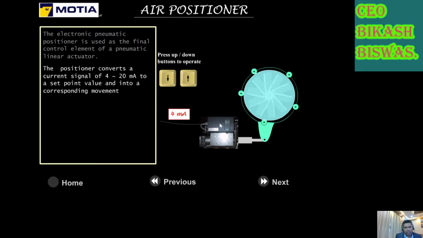This is the 4 milliamp signal coming to the Sipart IP positioner, and I have told you these are the pneumatic lines which are connected to the forward and backward sides. And if I increase the air pressure, you see this is the FD fan vane. The FD fan is running inside, and this is the mechanism. These are the rollers, and there is a ring fitted which is controlling the inlet vanes of the FD fans. So if I increase the air pressure, if I increase the current signal, it will move the actuator.